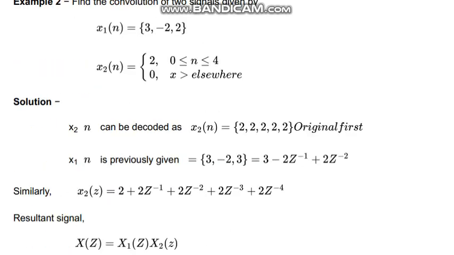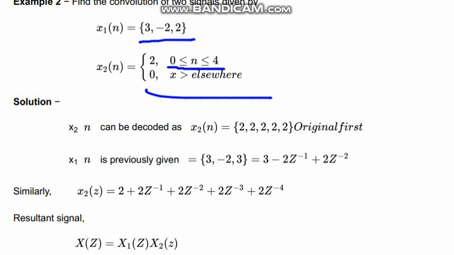Now find the convolution of the two signals given here. The first signal is a sequence, and this sequence is shown as a set of numbers 3, -2, 2, and the second is a mathematical expression. So first of all we have to decode these signals into set values. As you can see, the sequence is equal to 2 for 0 to 4. That means there are 5 indexes 0, 1, 2, 3, 4, and all the values are 2, and elsewhere the value will be 0.